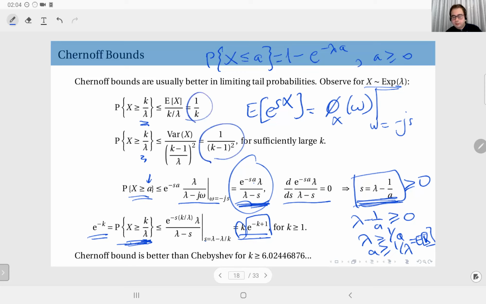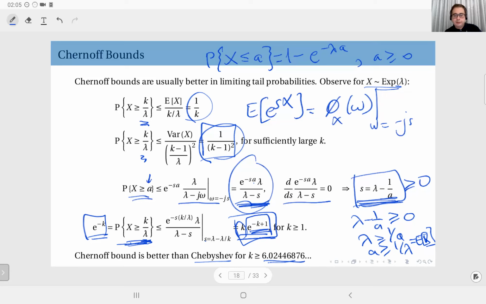So beyond the point for which this and this are equal, which in this example happens when k takes the value of 0.06 something, beyond this k value, Chernoff bound is better than Chebyshev. And it's much better because it decays exponentially. So the bound gets tighter and tighter compared to the Chebyshev inequality. Okay, this is the exact value, and this is the Chebyshev, the Chernoff bound.